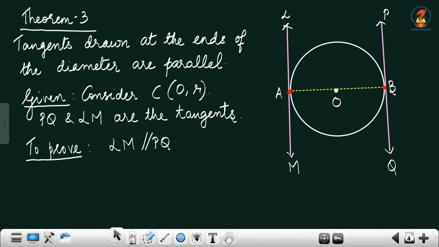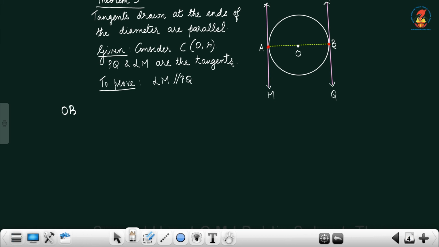So given, consider a circle with center O and radius R. PQ and LM are the tangents. We need to prove LM parallel PQ. So shall we start the proof? Okay. OB is perpendicular to PQ. Why is OB perpendicular to PQ? OB is the radius of the circle. It is perpendicular to the tangent.